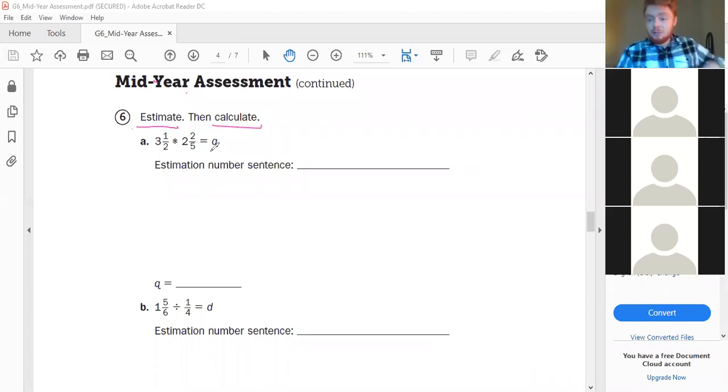So basically it wants us to do two things. It wants us to estimate first, which is not use a calculator and try to do it without it, then use a calculator and see how close we were, okay? So we are estimating the number sentence, okay? So real quick, let me do this and somebody then will answer.